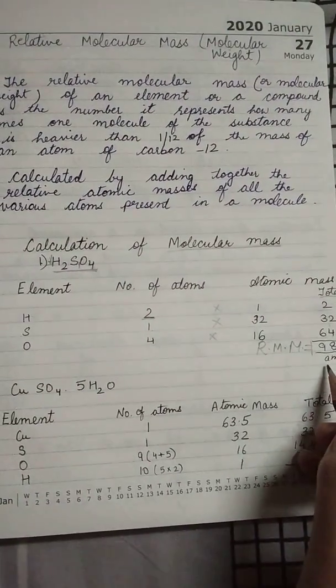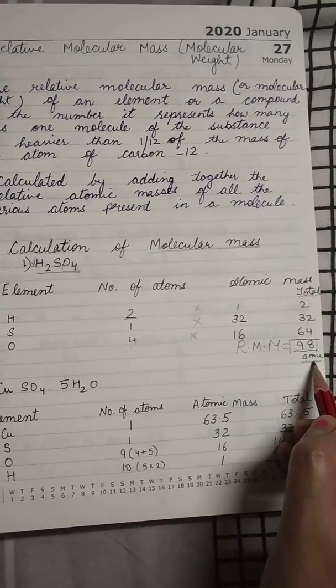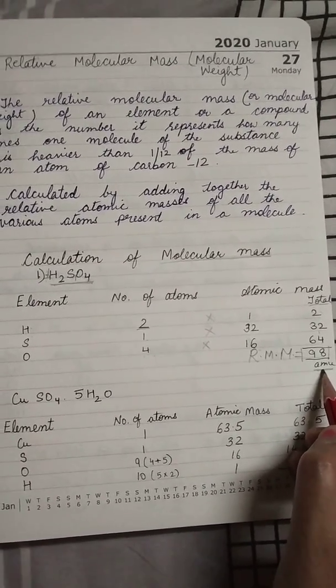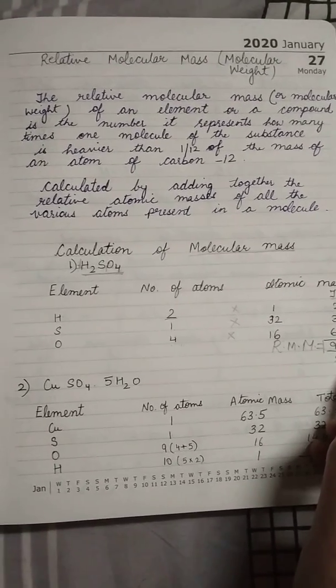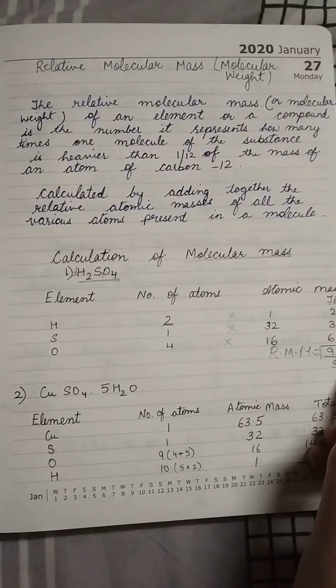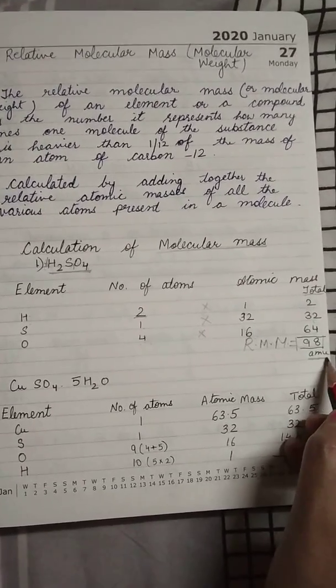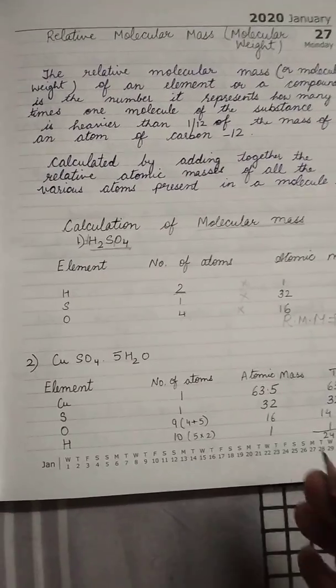And what we must not forget is the unit. The unit is AMU, as we have studied in the last class also. So AMU has to be written, and it is compulsory, because without the unit any answer of the numerical will be considered wrong. So marks will be deducted for not writing the unit. So the unit is very, very important.